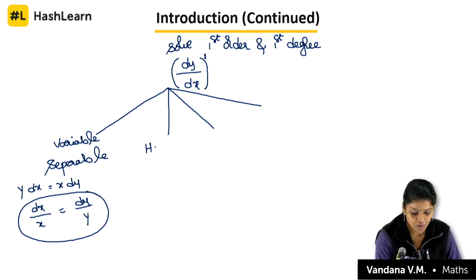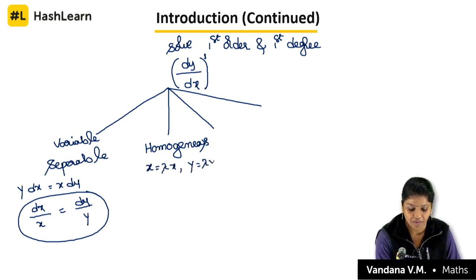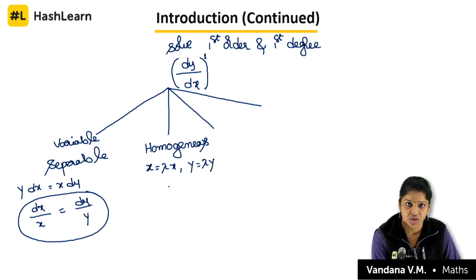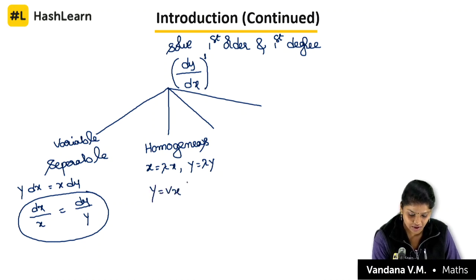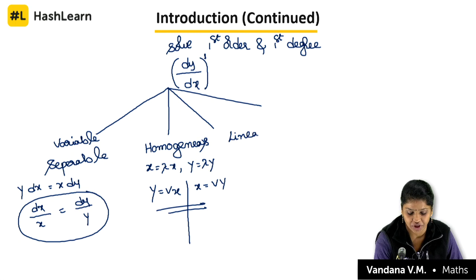Second method is the homogeneous differential equation. That is, substitute x is equal to lambda x, y is equal to lambda y. If you are able to take out the lambda outside, then that is called a homogeneous differential equation. Whatever power we get for the lambda will be the degree of that homogeneous differential equation. So what is the substitution? y is equal to Vx, or x is equal to Vy. There are two methods.